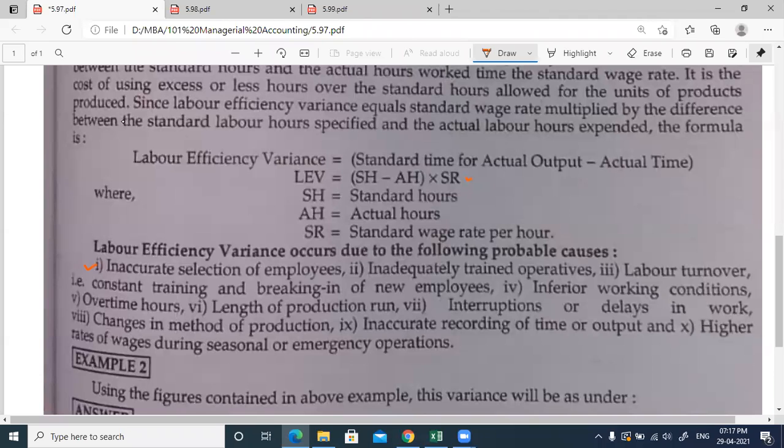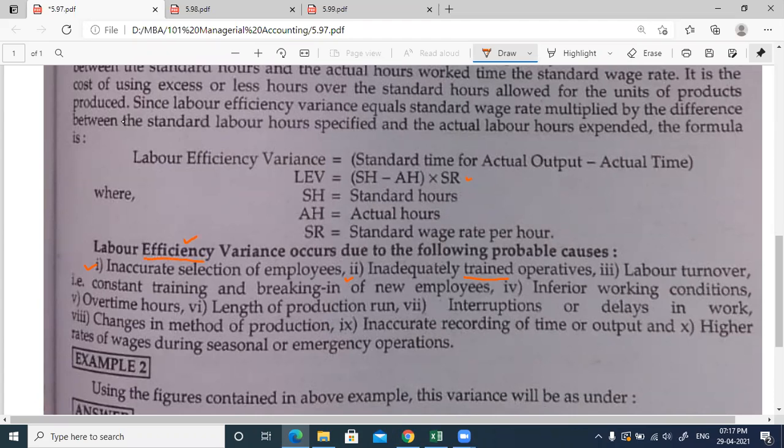The person that you have inducted into your organization is qualified, but as far as skill is concerned, the way he should perform the duty, operate the machine, and handle the raw material and convert it to finished goods, he is not properly trained. He is not completely given training on how he should perform the duty. That is the second reason we have a variance in labor efficiency. We are talking about efficiency, which is very important.